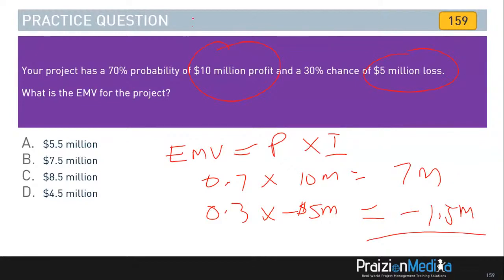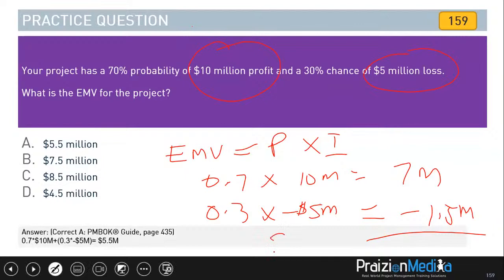Now, I'm curious, did you get the answer that I'm showing on the screen? The answer is 5.5 million when you do the addition of both variables. So the answer should be A. All right, let's move on, my friends.